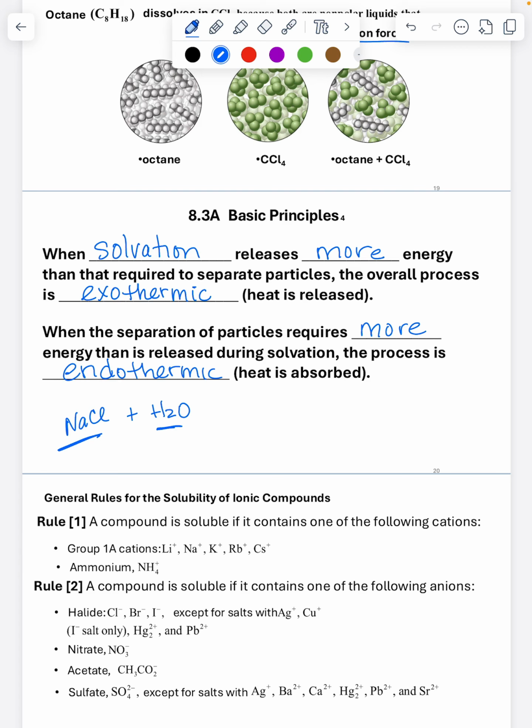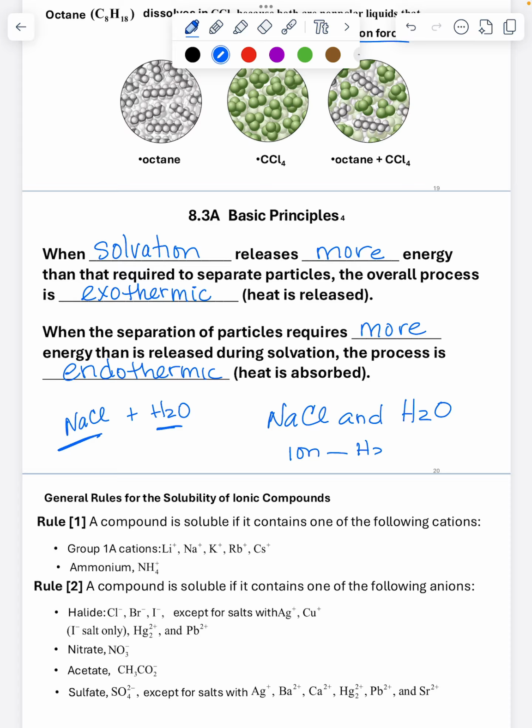So you have a mixture of salt and water, and what happens is the water particles are going to surround the ions. So you have an ion-water attraction, if you will. So again, this is an intermolecular attraction.